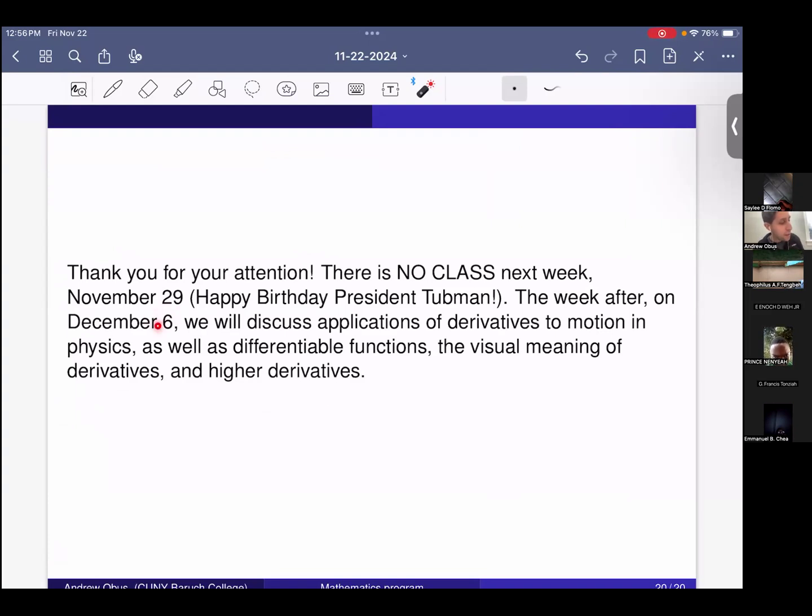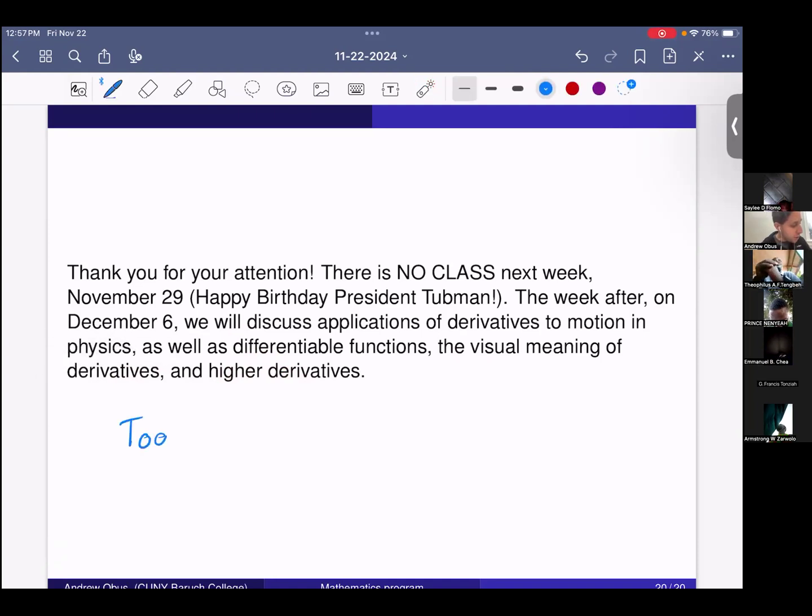And then the week after, on December 6th, we're going to do quite a few things. We're going to discuss applications of derivatives to motion in physics. We're going to talk a little bit more about physics. We're going to talk about what it means for functions to be differentiable, what derivatives mean visually. Today was very computational, very algebraic. We're going to talk more graphically next time about what derivatives mean. And we'll also talk about higher derivatives. So there's something called a second derivative and a third derivative and so on. So we'll do all of that next time.